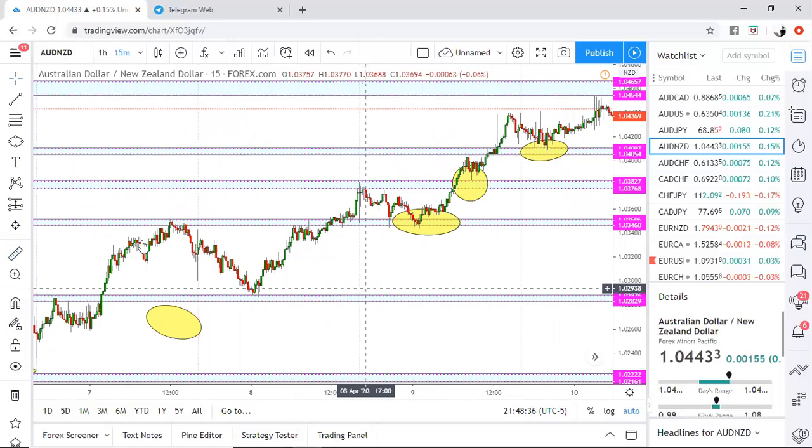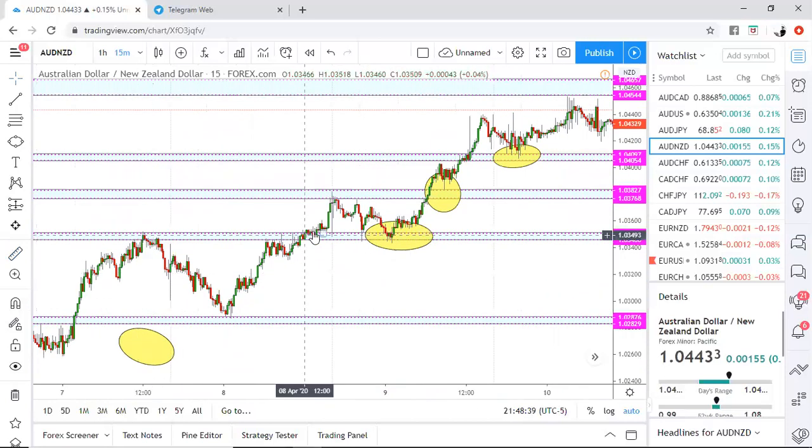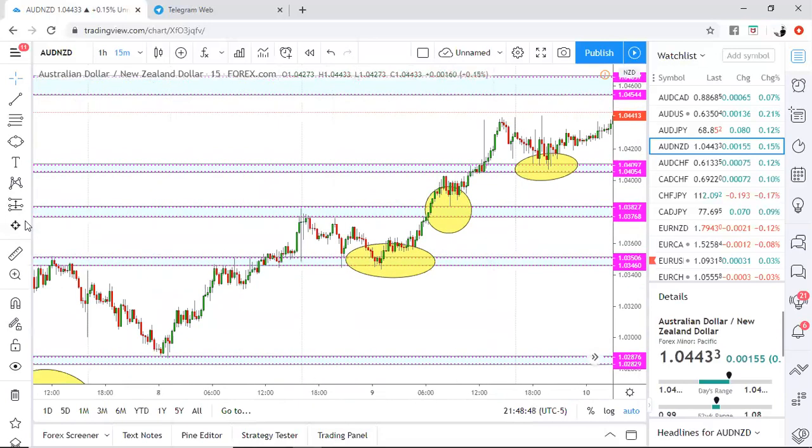Another example is, this is a ceiling over here. This is a ceiling that's being continually tested. It's being tested here. It's being tested here. Okay, so there's multiple retests. So that's what this would look like.